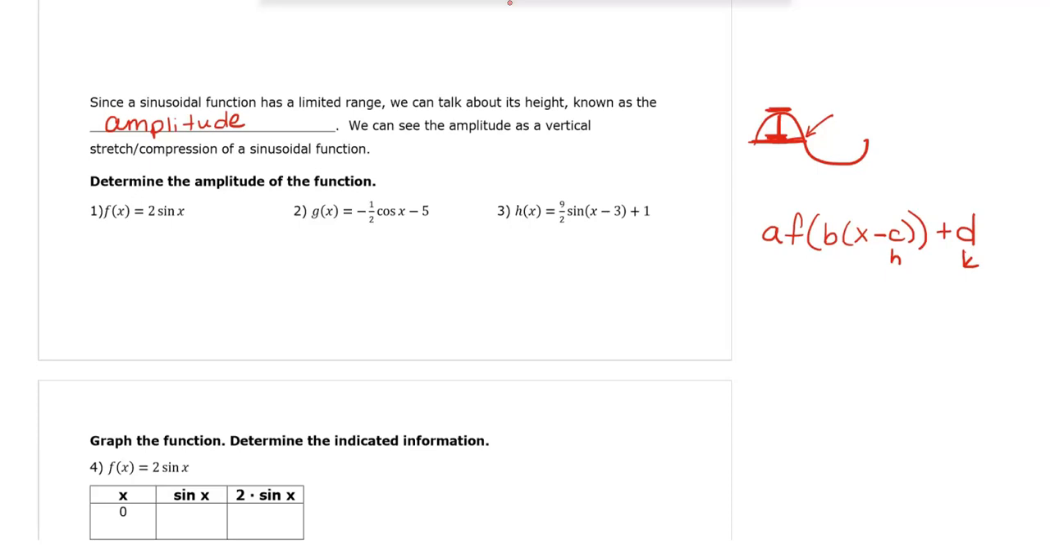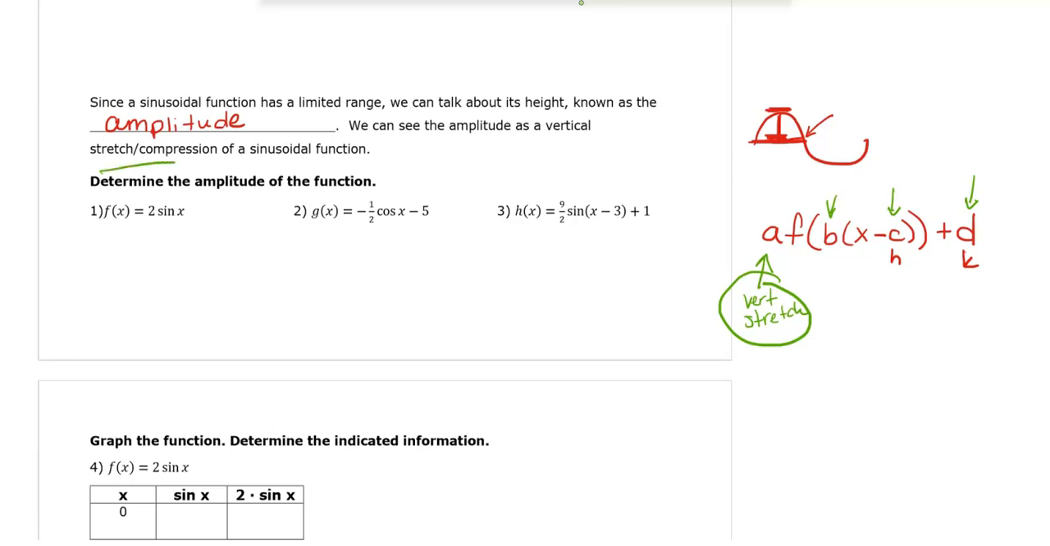But anytime you have a number multiplied by your entire function, when you're talking about what all of these things are going to do for your function, let's remember what they're going to do. This right here is that vertical stretch or compression. It's the thing that's going to make the graph a bit taller or shorter. This one was the horizontal stretch or compression. This one was the shifting left or right. And this one would be shifting up or down.